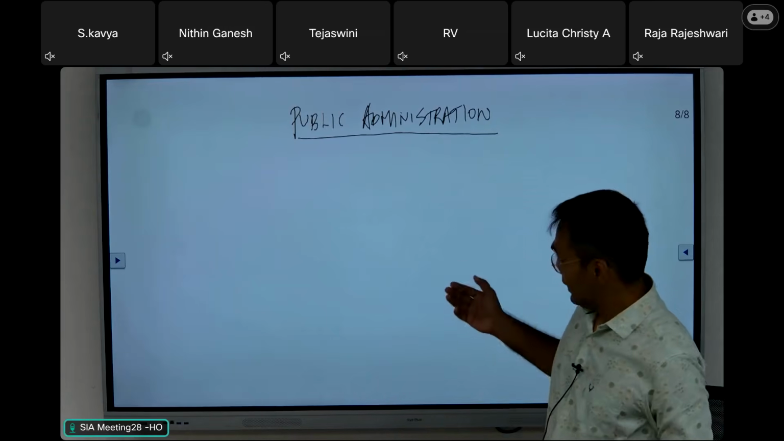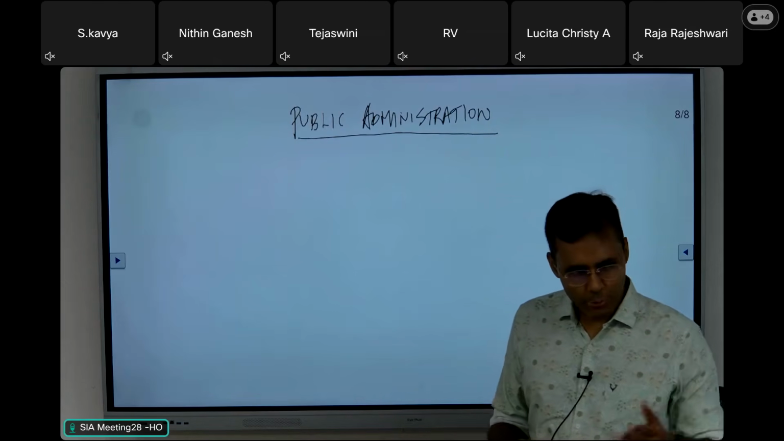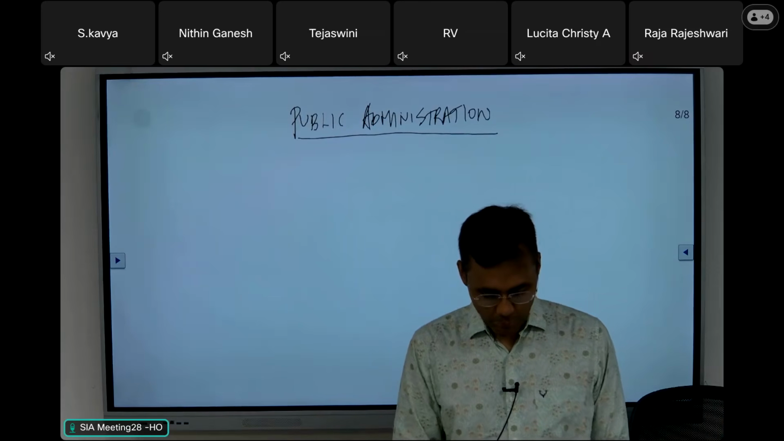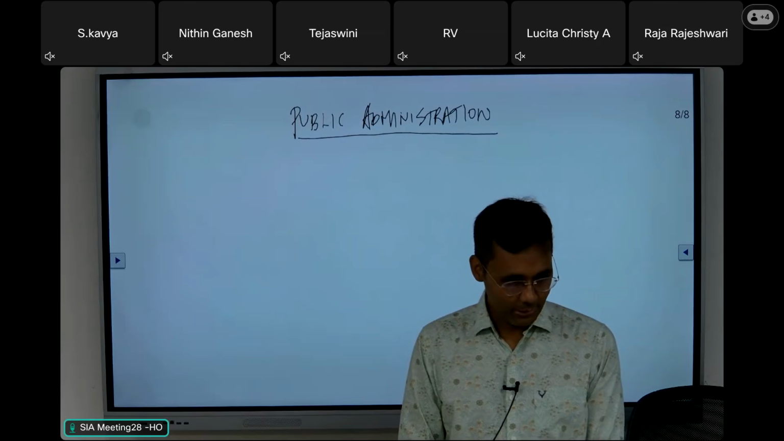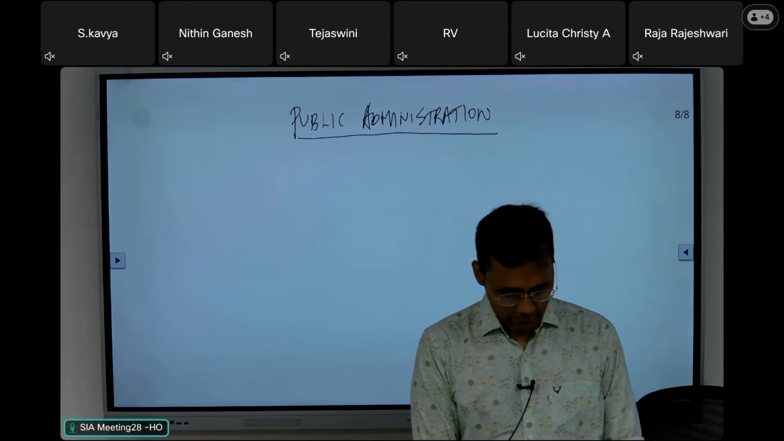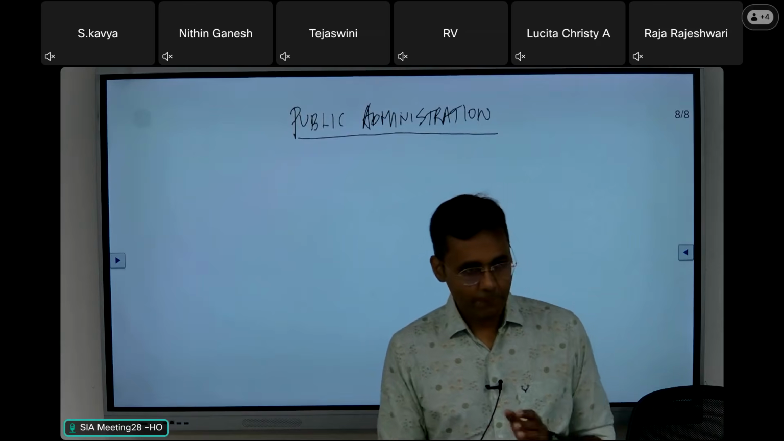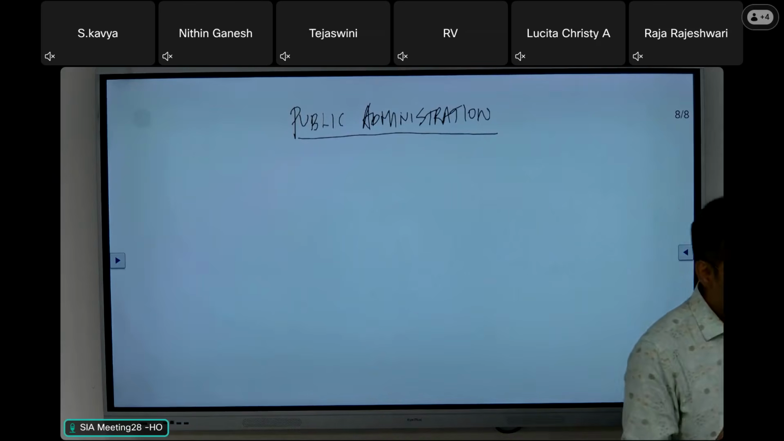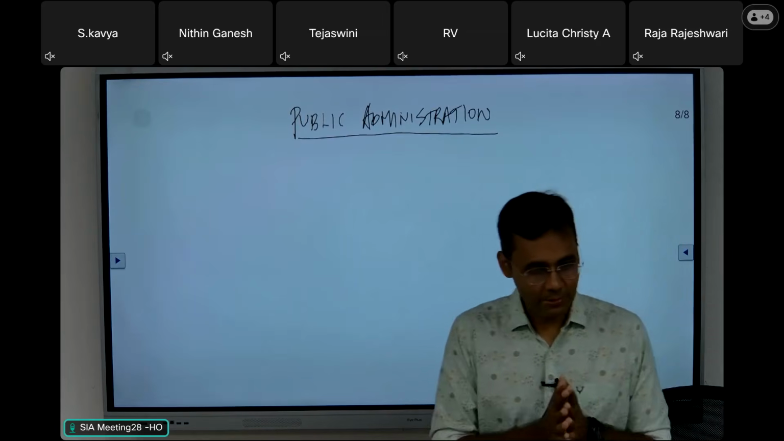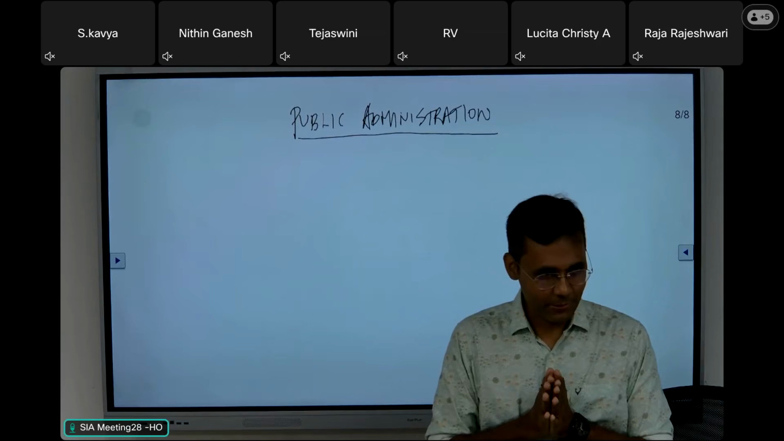Starting with the term public administration. Just go through the sheets which are given. There are 2 sheets: one is the syllabus copy, the other is regarding keywords. Before starting with the syllabus copy and keywords, first we'll start with the term public administration. Probably this is the first time you're getting this term.